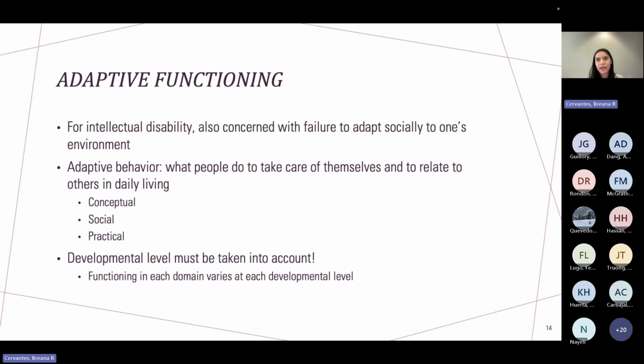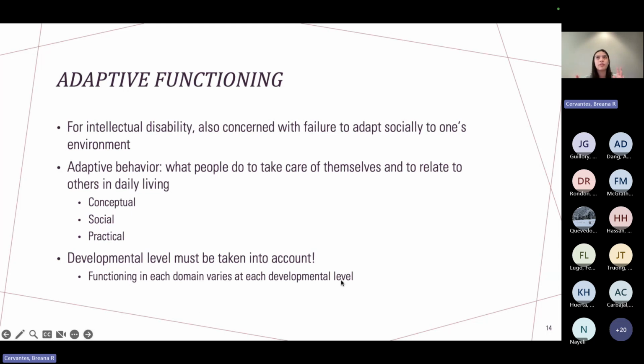Having that skill at 6 years old, where you know how to do all those things, and maybe you're more thorough now as a 17-year-old, really matters, and it's going to matter across time. It's really hard to live on your own at 27 years old without having any of these adaptive behaviors down pat. And so there are conceptual, social, and practical adaptive behavior skills that we are concerned with when we're looking at intellectual disability. And always developmental level must be taken into account.